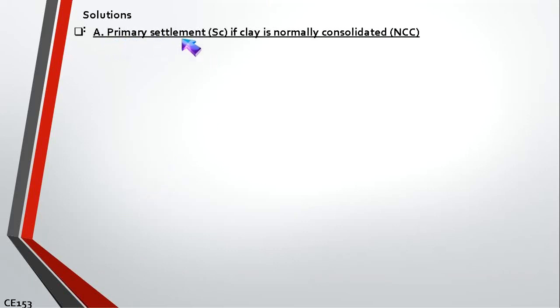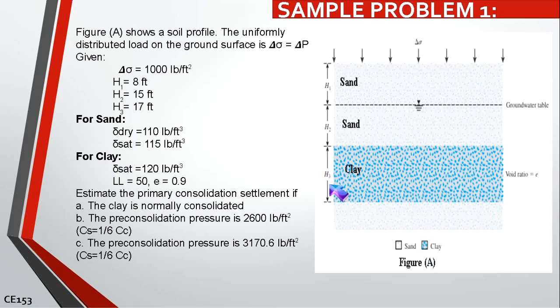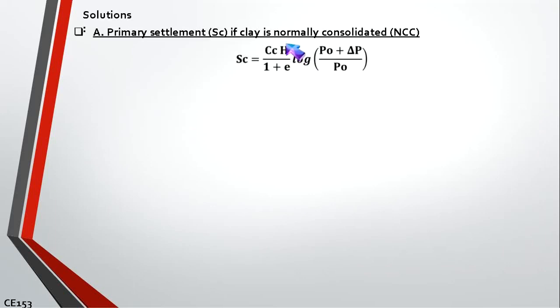For letter A, the primary settlement if the clay is normally consolidated. This is our equation to solve for the primary settlement if our clay is normally consolidated. We have to solve Cc. H is given. What is our H? The height of the clay, because this is where the settlement will happen. The height of the clay is 17 feet.